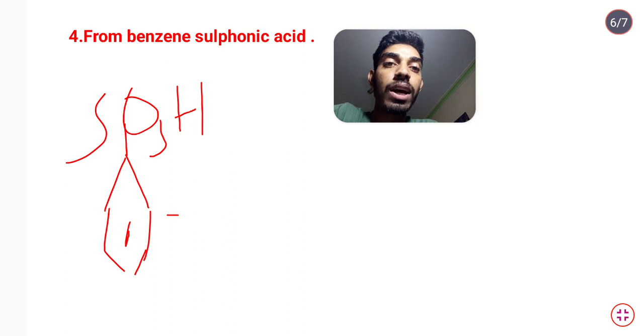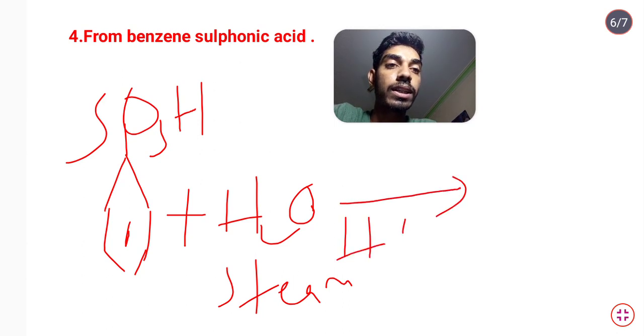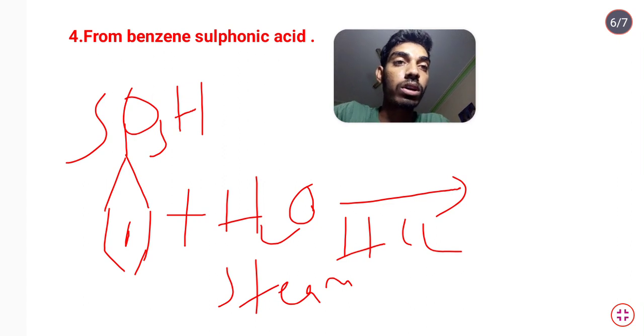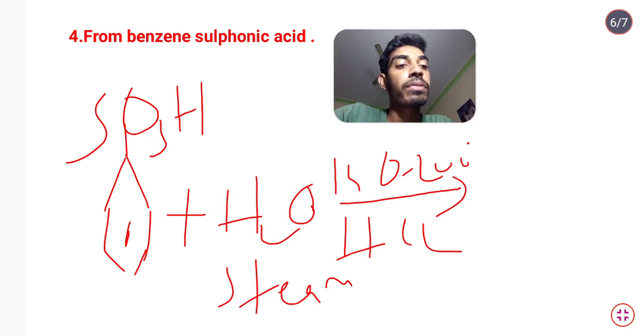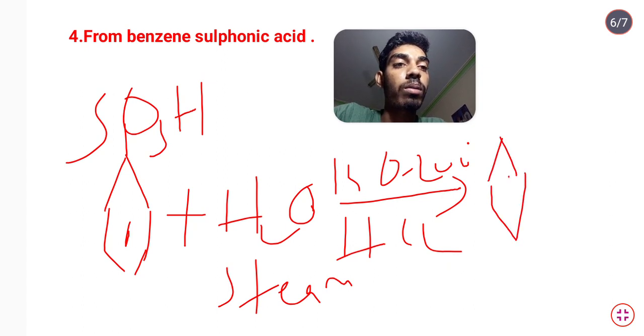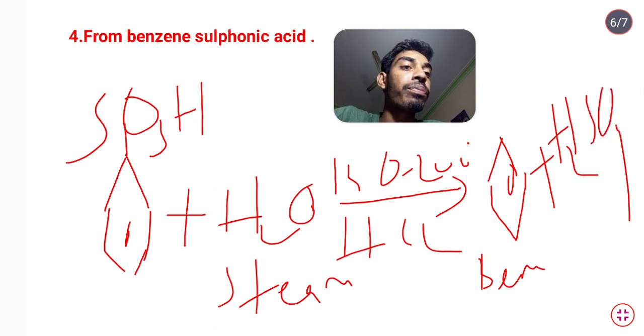It will be heated with water in the form of steam, and in the presence of HCl, that is acid, and it will require a temperature of 150 to 200. This is the common range. Then the product will be obtained, that is our required product, benzene, and the byproduct will be H2SO4. Let me explain this reaction, how it happens.